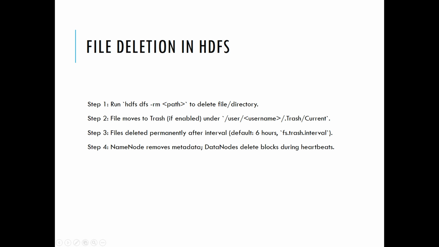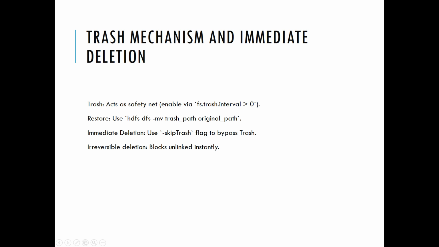After a configurable interval, defaulting to 6 hours but adjustable via the fs.trash.interval parameter, the file is permanently purged. During this final deletion phase, the NameNode removes the file's metadata from the namespace, and the associated data blocks on DataNodes are marked for deletion. These blocks are asynchronously removed during subsequent DataNode heartbeats to the NameNode, ensuring efficient resource management without immediate overhead. The trash mechanism serves as a critical safety feature, preventing irreversible data loss by temporarily retaining deleted files.